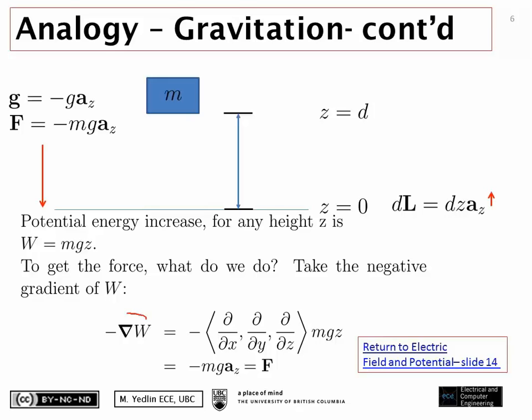If you do that, there's the negative gradient of W. There's W. The gradient operation involves the three partial derivatives differentiating mgz. We get mg. It's in the z direction, and don't forget we have this minus sign here, and that's equal identically to the force that we started with. No surprise, but it will help us later when we come to discuss electric fields.